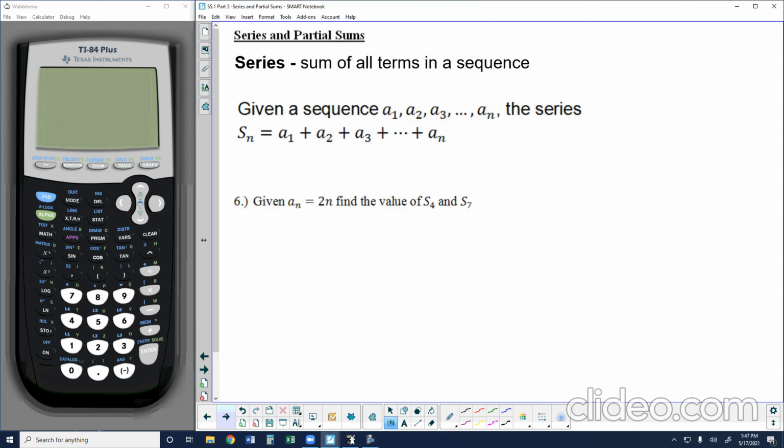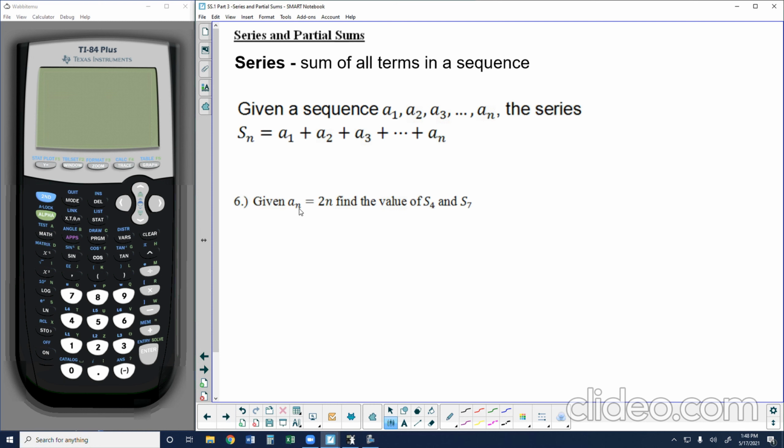So we have some notation here. Given a sequence that has A sub 1, A sub 2, A sub 3, all the way to A sub n, the series of the sequence would be A sub 1 plus A sub 2 plus A sub 3, adding those terms all the way together to A sub n. The notation here is a capital S with a subscript number, which tells us how many terms to add together.